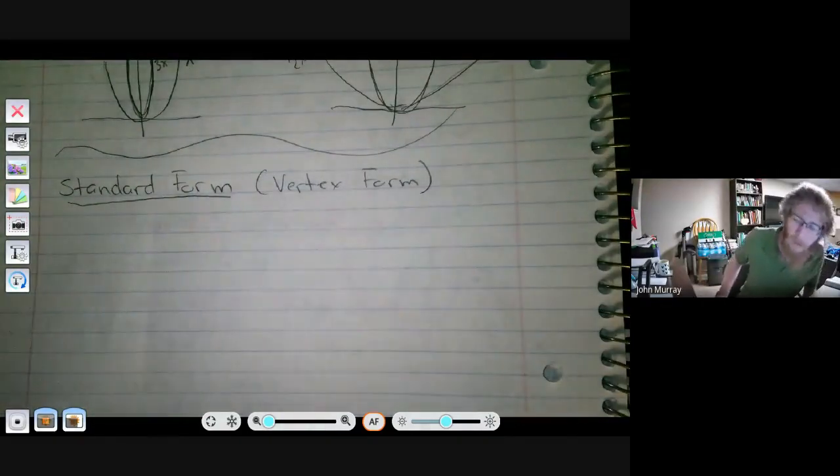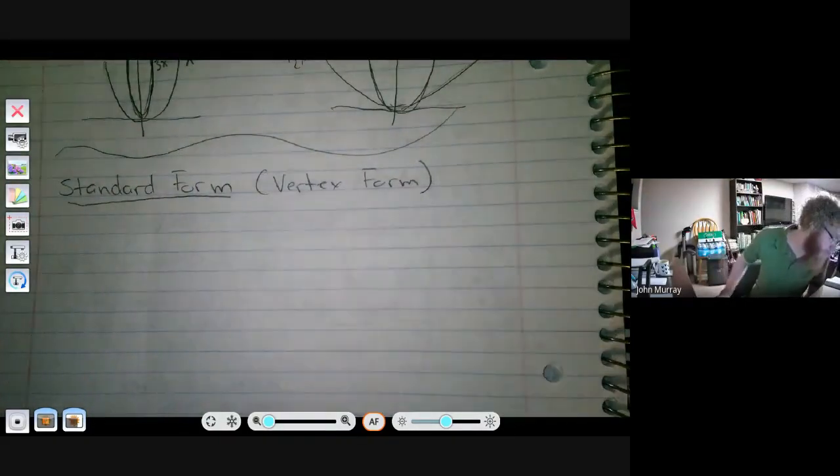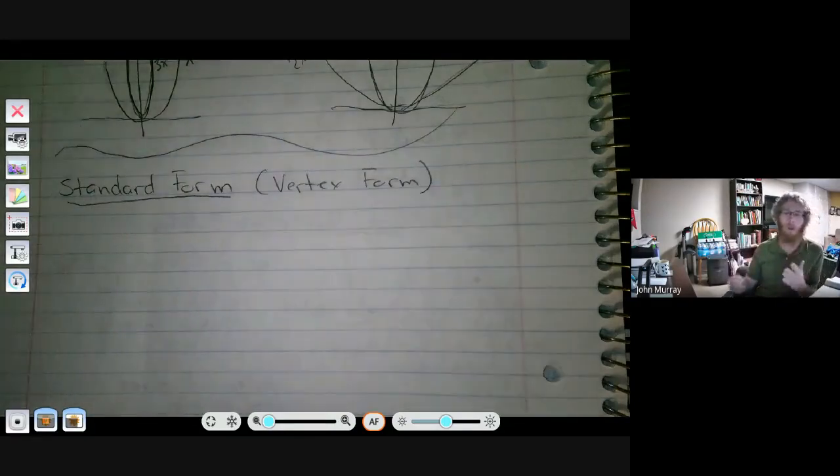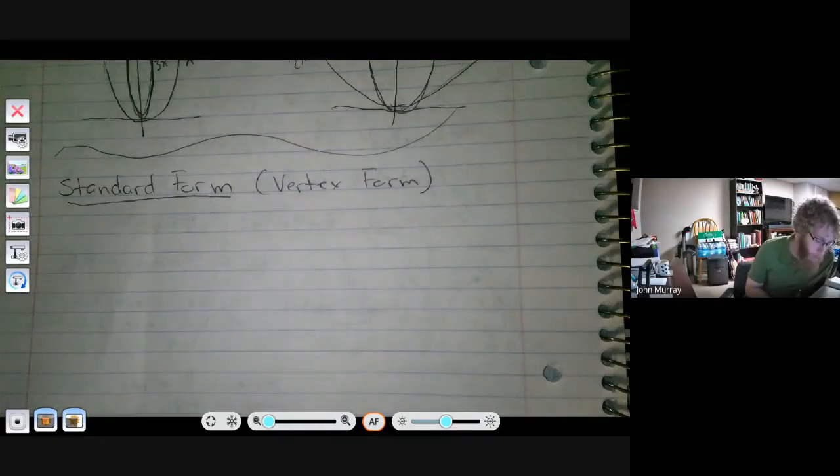In some textbooks, depending on which editions you're looking at, people call this the standard form. I like to call it the vertex form because it gives you the vertex. All right, and we're going to take a look, and I have one of those programs today where we're going to compare what we did yesterday with just ax squared plus bx plus c to our standard form equation.